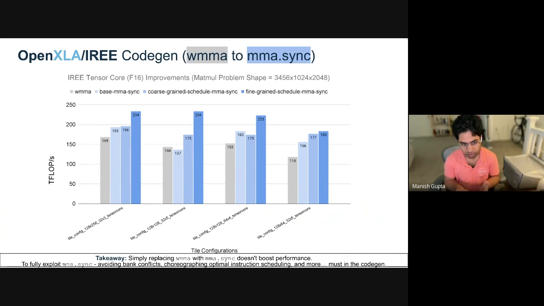And this is what this graph is showing: if you take the gray bar with WMMA and replace it with just the base MMA sync instruction, you are not getting much speedup. In some cases, there is a slowdown as well with some tile sizes. Then you do some coarse-grain scheduling, which I will go through next, and then some fine-grain scheduling, which really pushes the envelope and gets you the next level of performance.